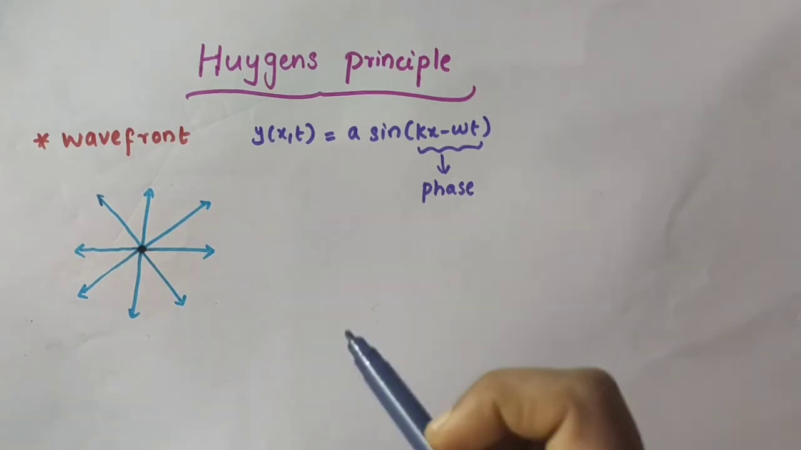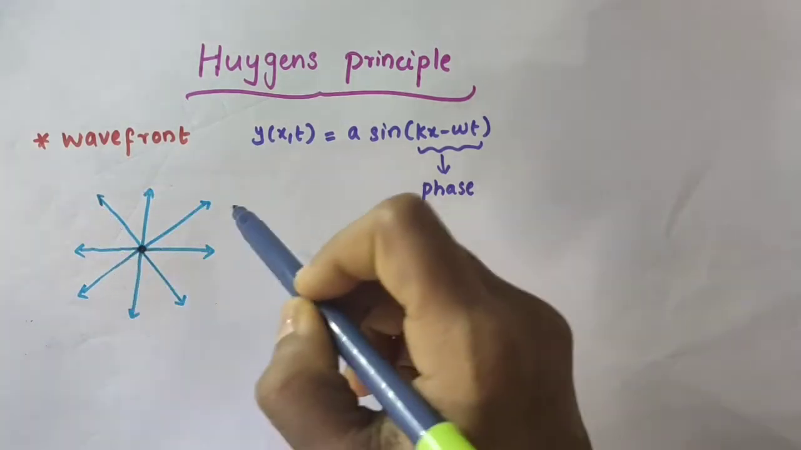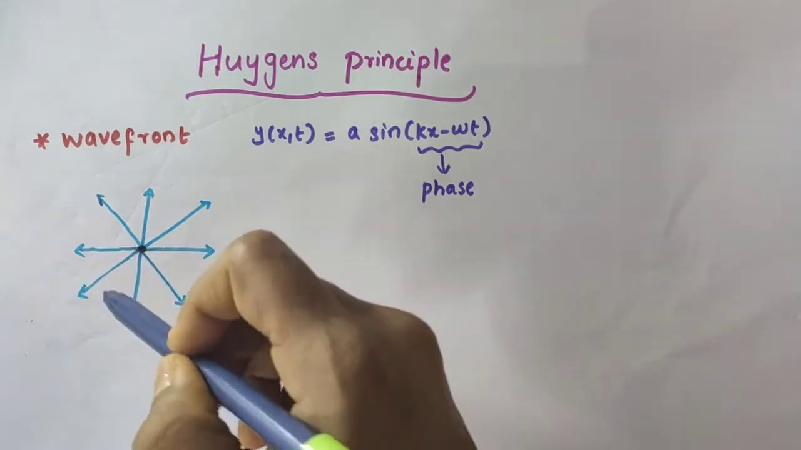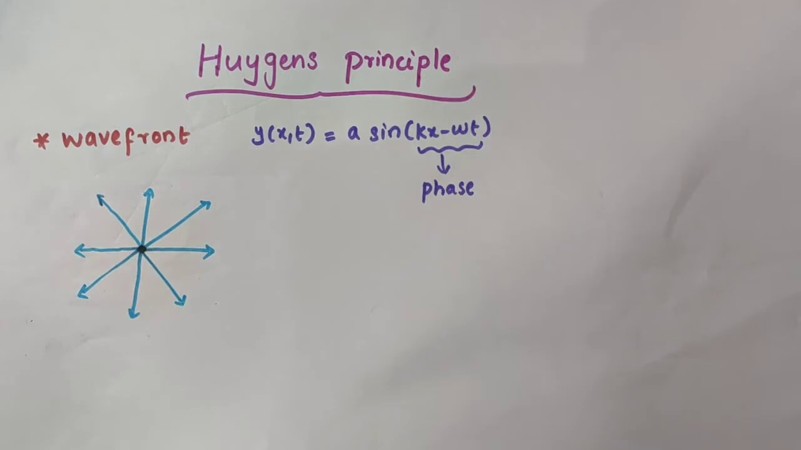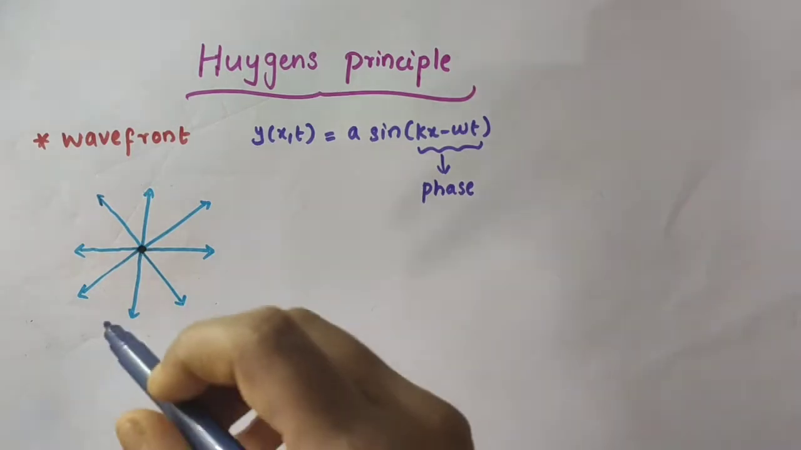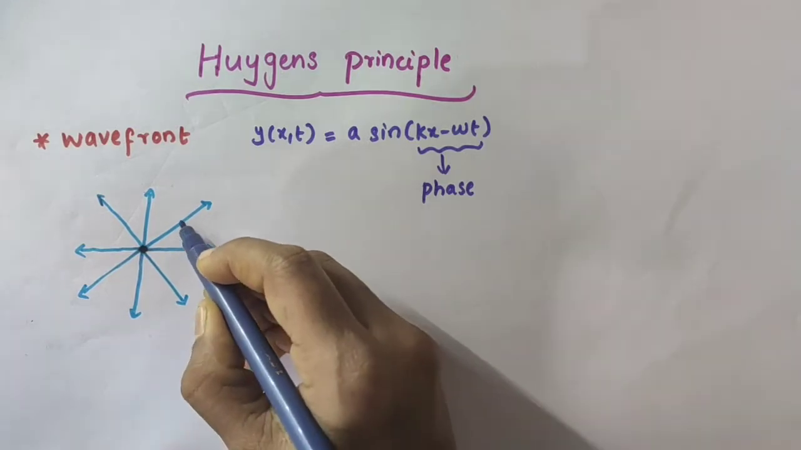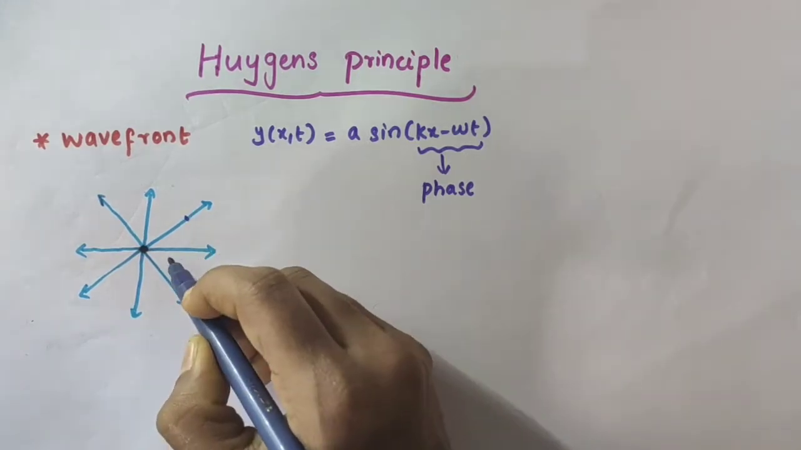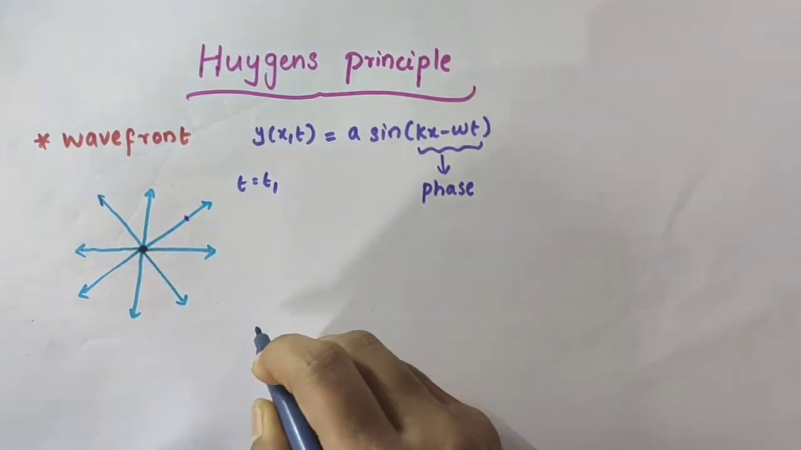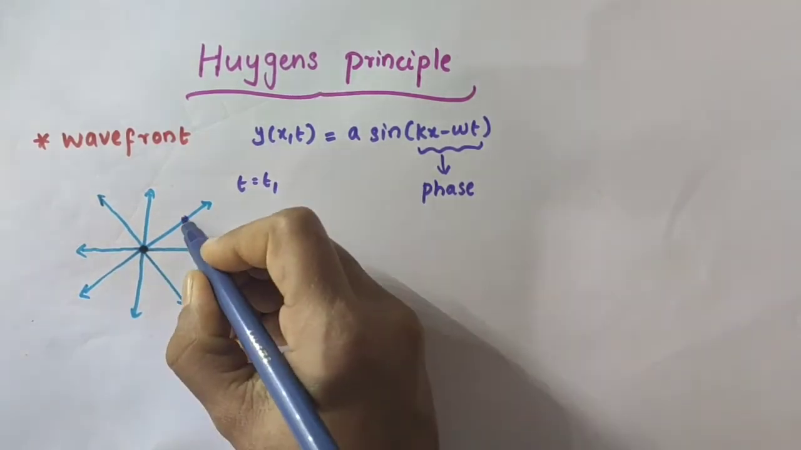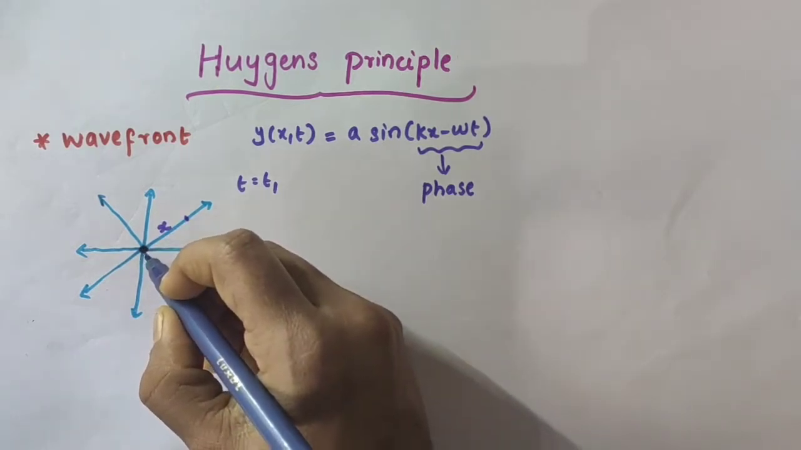Now here, the waves are spreading out in all directions from the point where the stone had contact with the water. Let this wave reach this particular point at a time t equal to t1. That is, this point is x distance away from the point of impact.